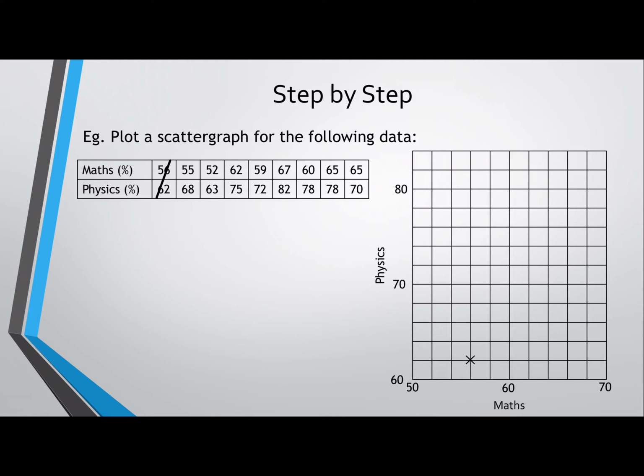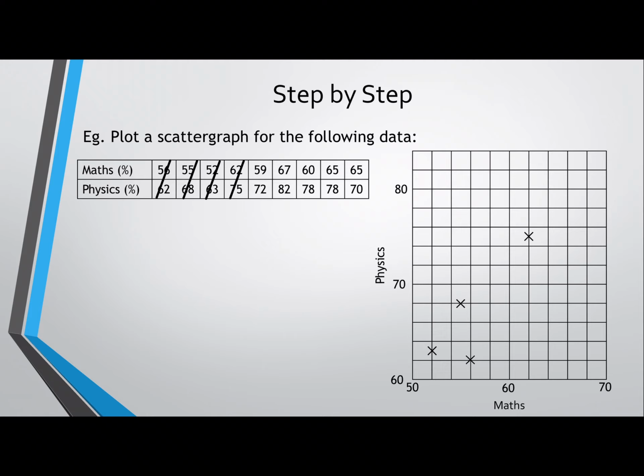So the next one is 55, 68. So in this case, 55, if it's 2 for each box, that means I'm going to have to go along 2.5 boxes. And then 68, so I'm going to go up, and that goes in there, and then we score it off. 52, so I'm going along 1 box up to 63, so I'm going up 1.5 and put my cross in. 62, so I'm going to go to 60 and go 1 box further. And then 75, so I'm going to go up to 70 and then up another 2.5 boxes. So that's where we end up.